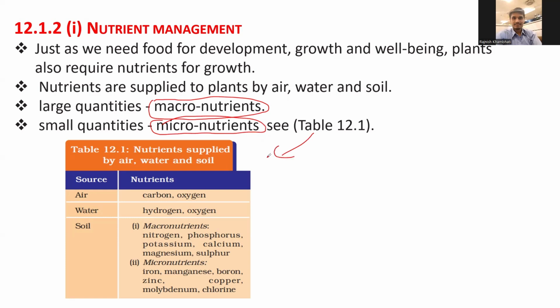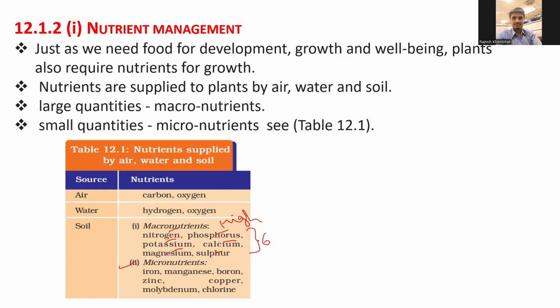You can see this table. In the table, you can see the source is air, meaning air will provide a few nutrients, like carbon and oxygen. Water will provide hydrogen and oxygen, whereas soil provides two types of major nutrients, which are known as macronutrients and micronutrients. The nutrients required by the plant in high quantity are known as macronutrients. Examples are nitrogen, phosphorus, potassium, calcium, magnesium, and sulfur. Just count how many. 1, 2, 3, 4, 5, 6. So we have 6 macronutrients.